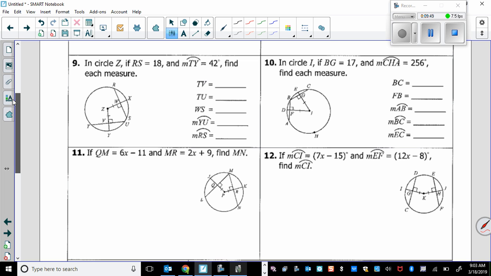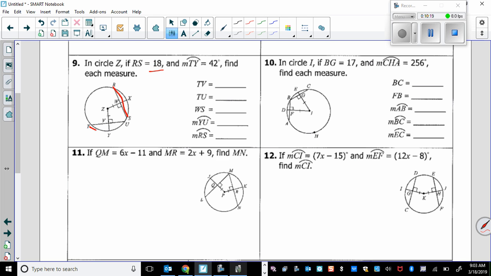Okay. So number 9, in circle Z, if RS is 18, right? One of the chords is 18. TY is 42. So this is kind of tricky because now they're asking multiple things, right? So RS is 18. That's what we got, right? And we got TY.